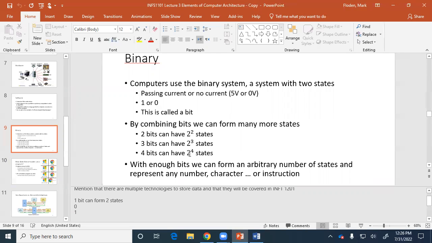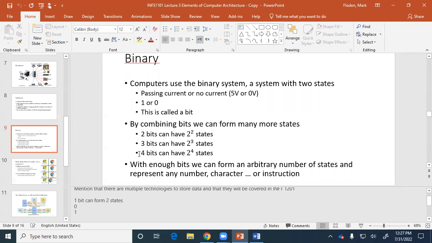What's 2 to the 4? 16. 2 to the 5? 32. 2 to the 6? 64. See, you know this, right? These numbers are all familiar. They're numbers that people use in computing all the time. So 2 to the 7? 128. And 2 to the 8? 256. Very good. So with 8 bits, we can have 256 states.